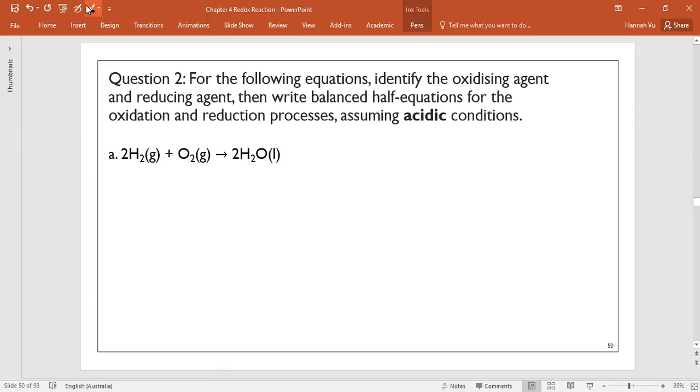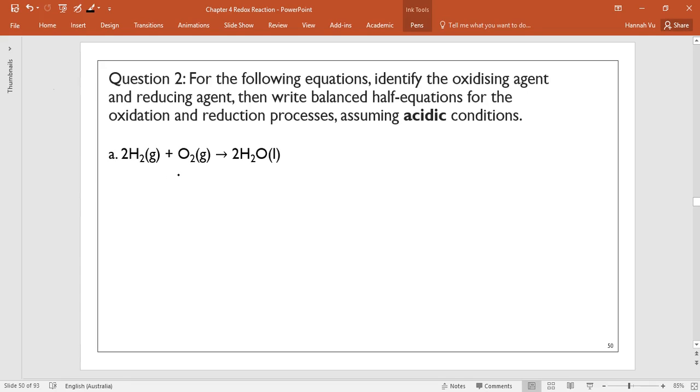Moving on to question 2. Now, question 2 is a little bit different. If we just have a read of the question: for the following equations, identify the oxidizing and reducing agent, then write balanced half equations for the oxidation and reduction processes assuming acidic conditions.